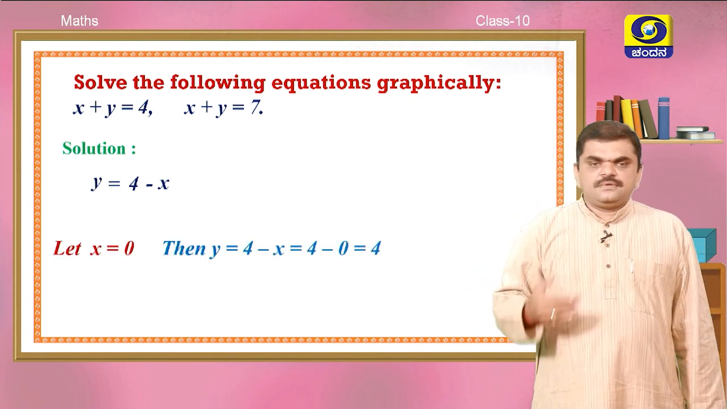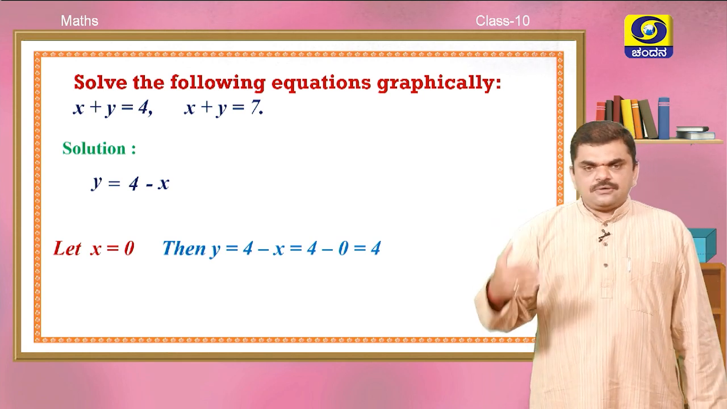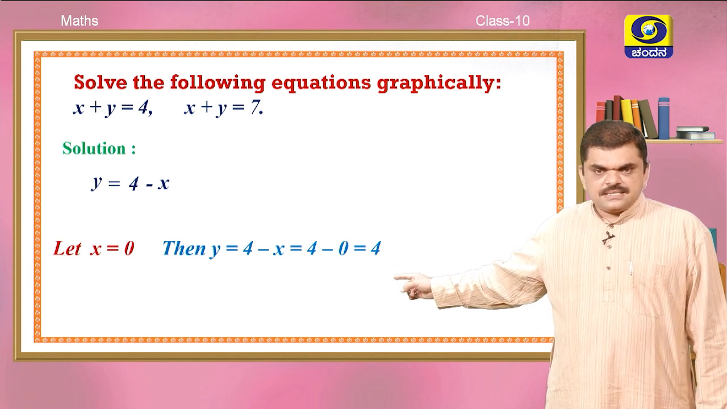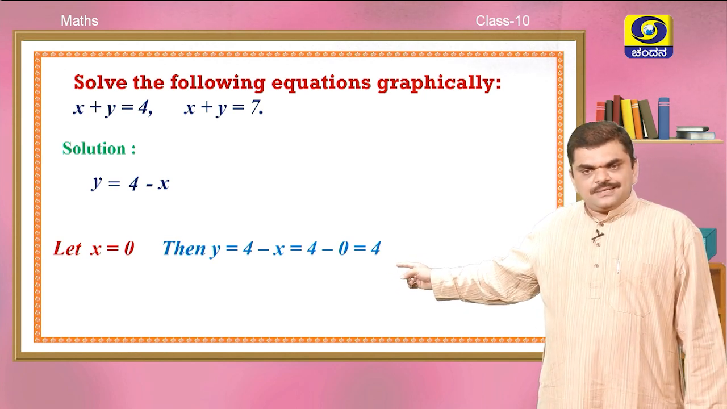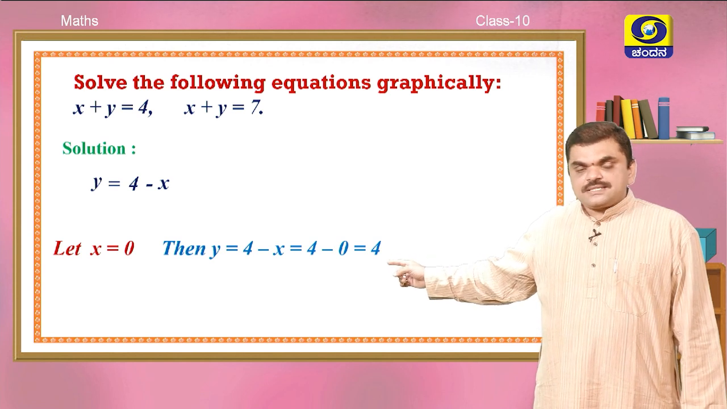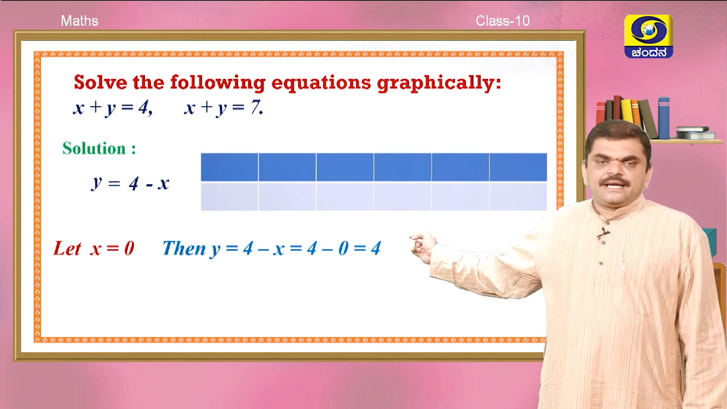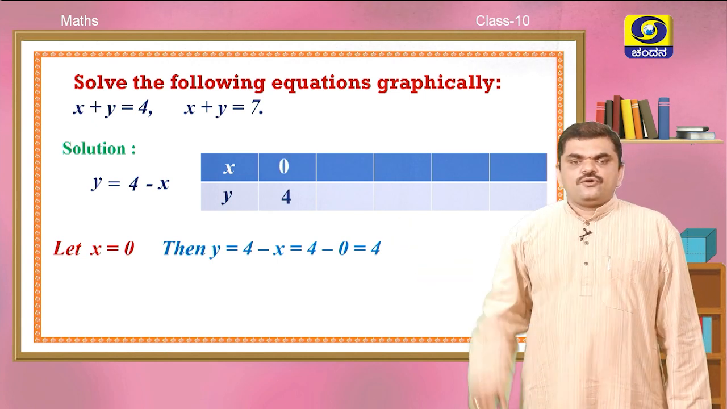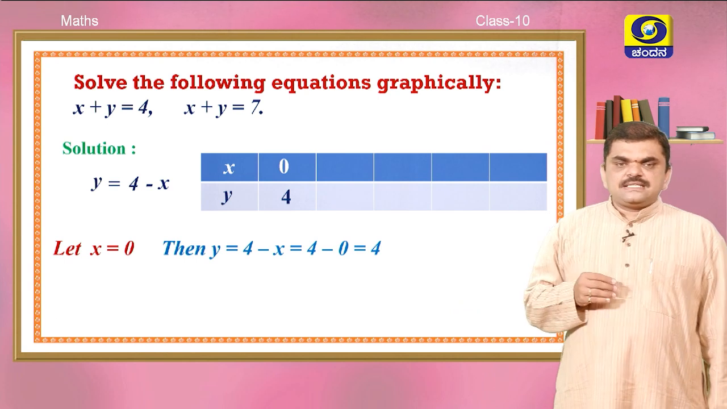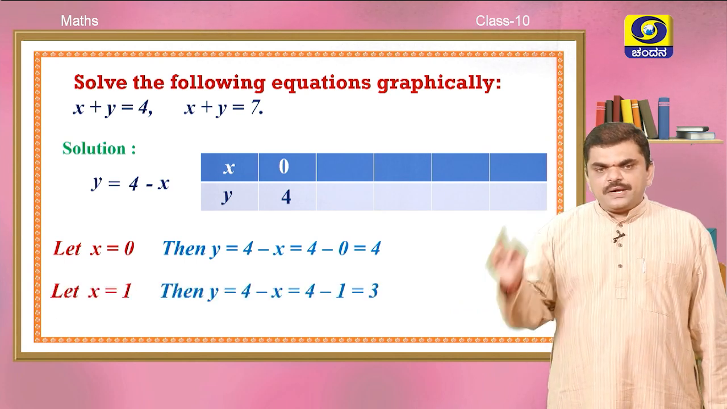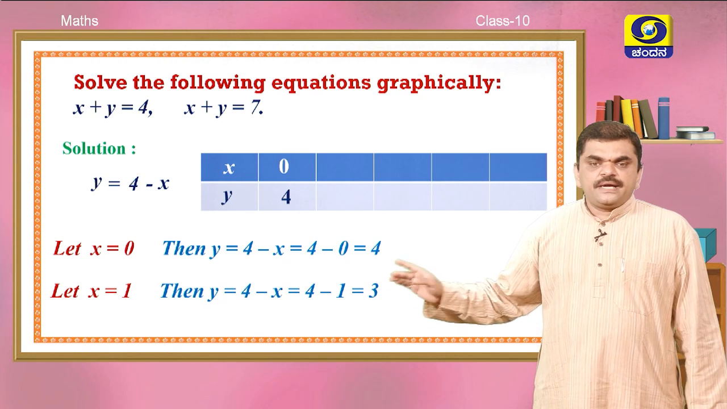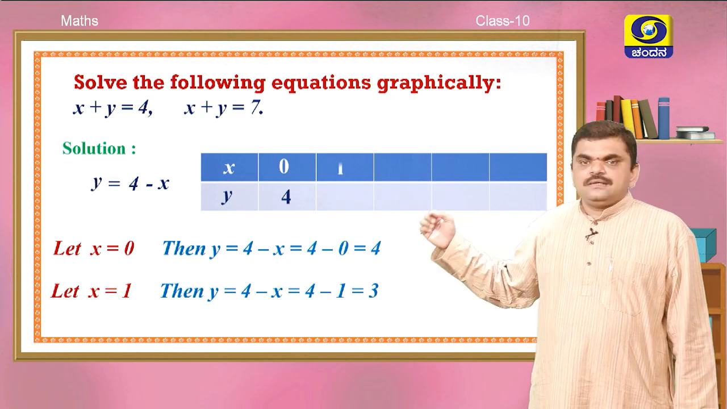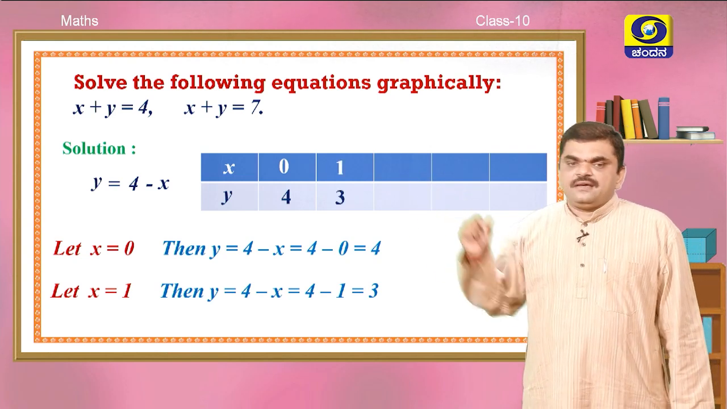So, again the same procedure, let us take x is equal to 0, then what does y become? y is equal to 4 minus x, that is 4 minus 0, that is 4. What is the next step? Create a table and write the x value and y value. When x becomes 0, y becomes 4. Again take another value, x is equal to 1. When x becomes 1, y becomes 4 minus 1, that is 3. So, write this in the table also, that is 1 comma 3.